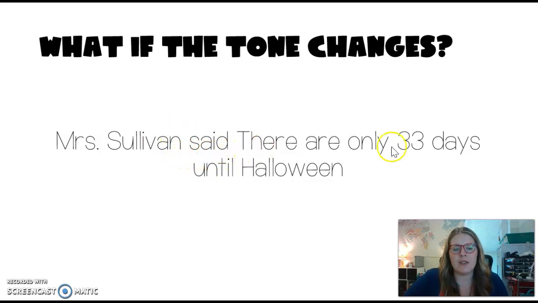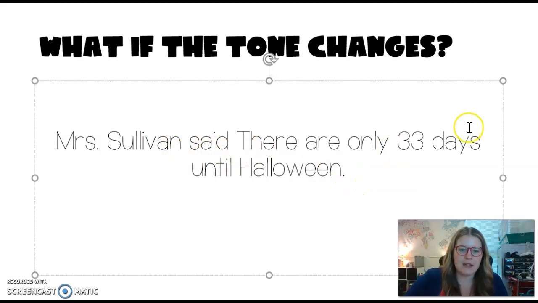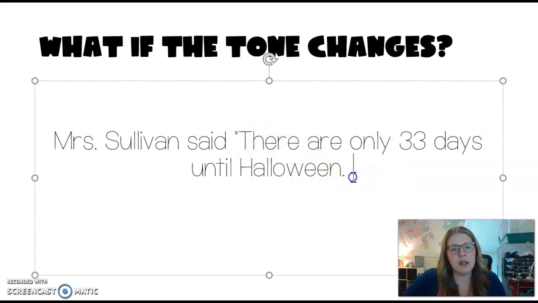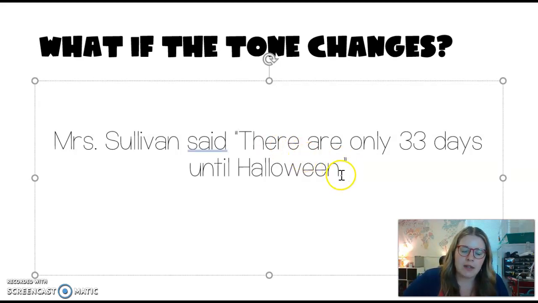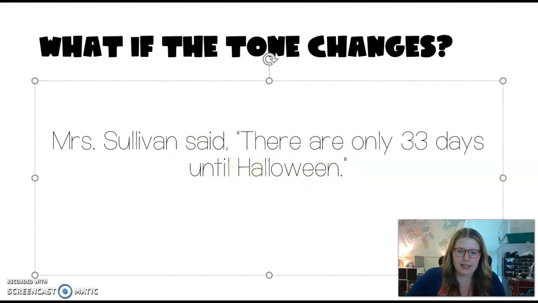So Miss Sullivan said there are only 33 days until Halloween. That means I'm going to put a period at the end. I'm also going to put quotation marks around what's being said, and I'm paying special attention that my period is inside the quotation marks. And to set off my speech tag at the beginning, I separate it with a comma. So it says, Miss Sullivan said, "There are only 33 days until Halloween."